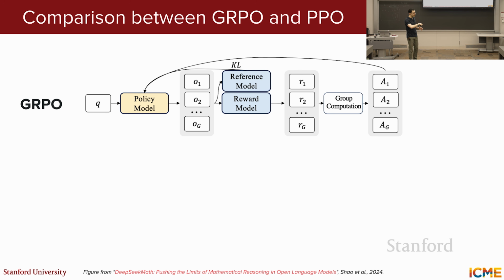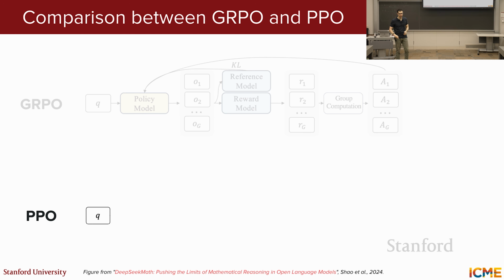While we do that, we of course don't want to deviate too much from the reference model. So we have the KL divergence term as well over here. So that is GRPO. And we're going to see right now exactly how this worked with PPO.